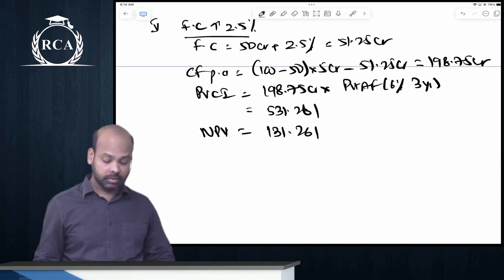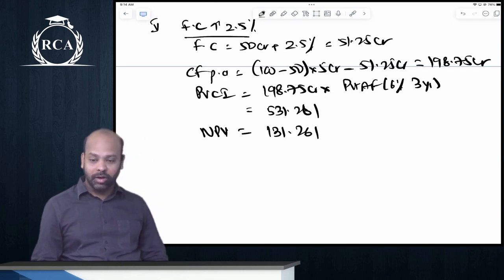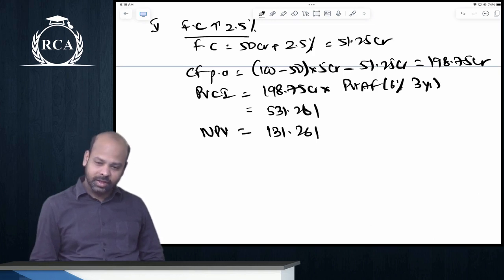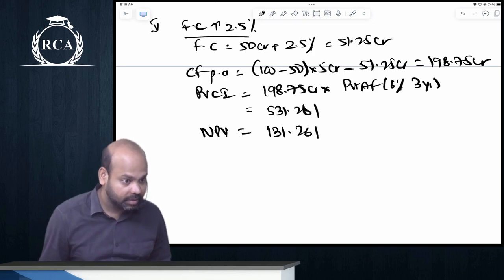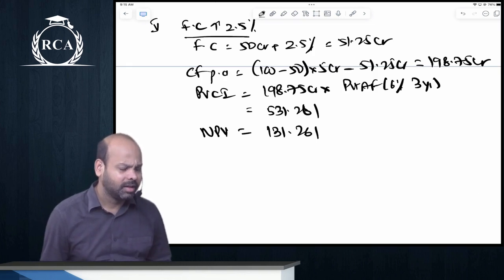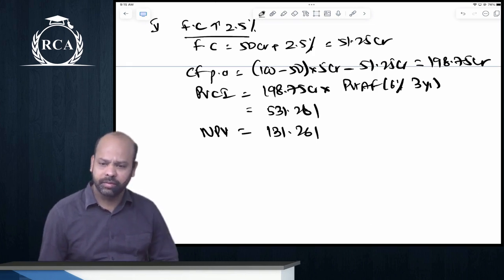131.261 crores. What Varun? ऐसे थोड़ी होता है यार. Are you all done guys? Last वाला भी हो गया बेटा.